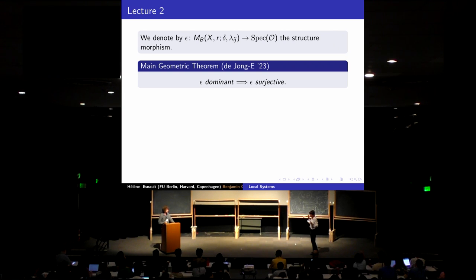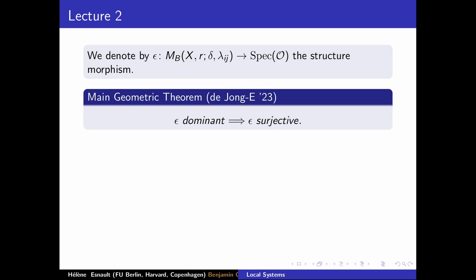Now, you remember in the first part of the lecture, we talked about the main group theoretic theorem, which says that if pi, which is finitely presented, is geometric, then necessarily it is weakly integral. Now, this theorem is going to appear as a corollary of a theorem which is of geometric nature, and for this reason I call it our lecture's main geometric theorem: in case epsilon is dominant, that means it hits in the base a characteristic zero point of spec O, then it is surjective. And that answers Bert's concern when he came as far as here.